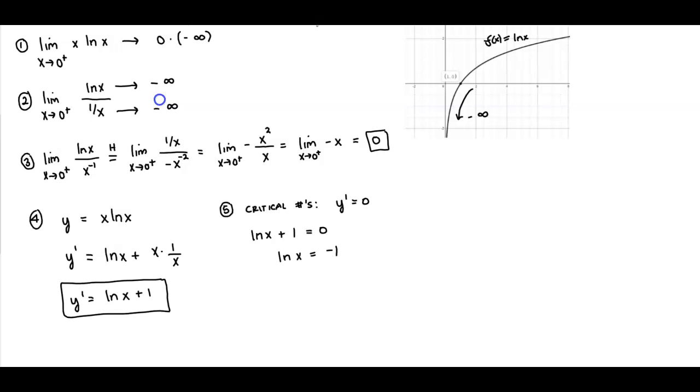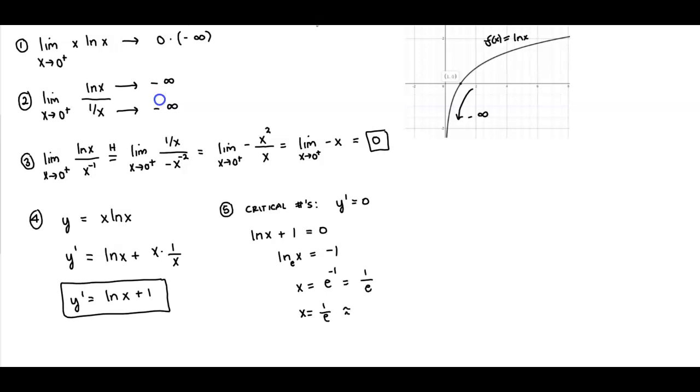Okay, so keep in mind here that we can rewrite this in exponential form. It's in logarithmic form right now. So that means that we can say that x is going to equal the base e with the exponent of negative 1, which is the same thing as 1 over e. So the critical number x is equal to 1 over e.